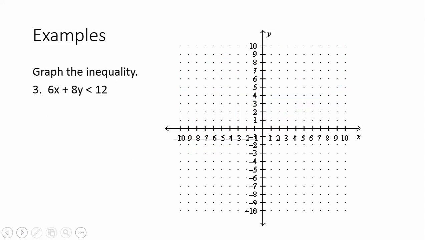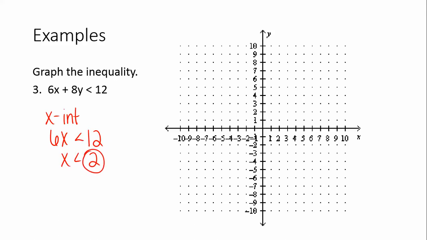Let's look at an example like number 3. Here we have an inequality that looks to be in standard form, so let's use the intercepts. Remember how to find the intercept. The x-intercept is found by making y 0 and solving for x. So if I make y 0, that term goes away, and we get 6x is less than 12, or x is less than 2, and you can kind of treat this like an equal sign. Basically, 2 is the intercept on the x-axis for this inequality.